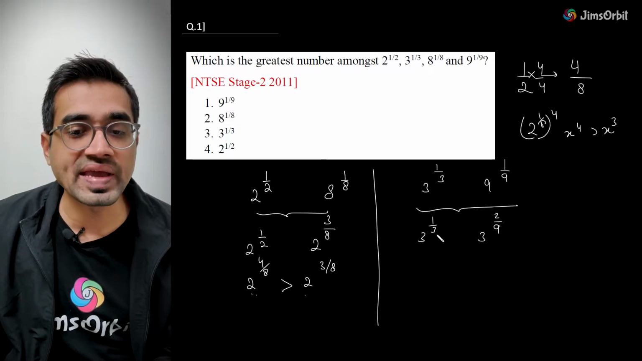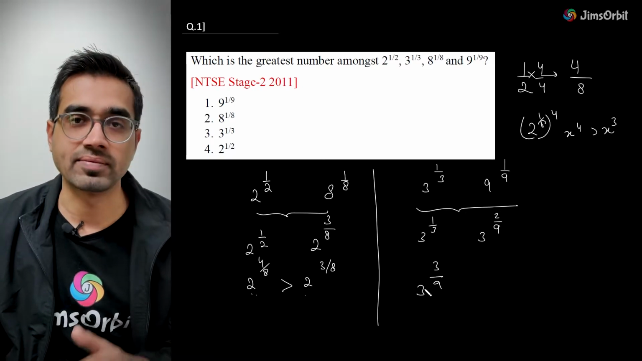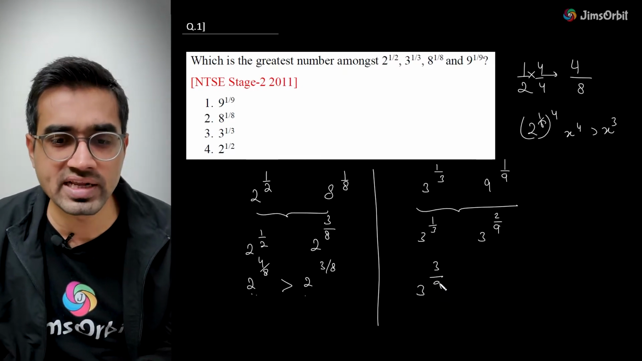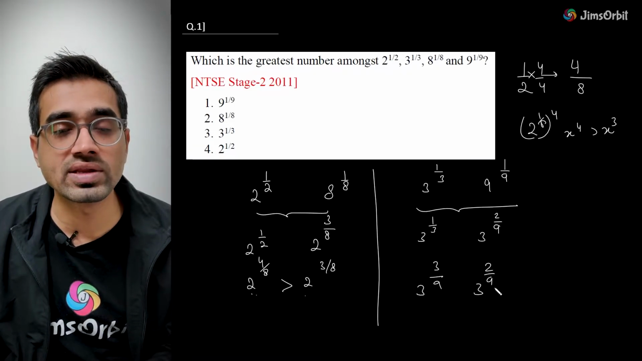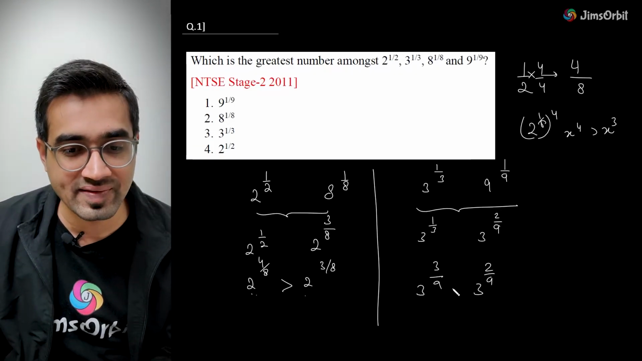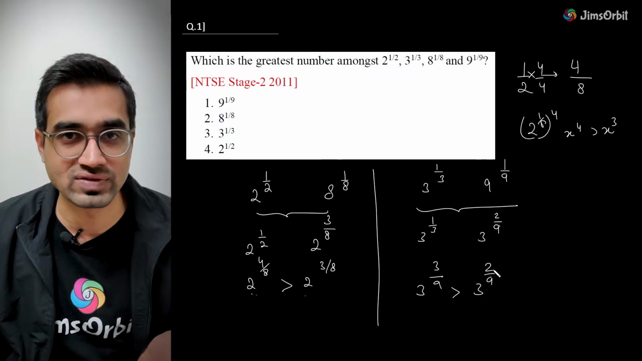We know that 1 by 3 can be made into something like 3 by 9 just by dividing by 3. So 3 by 9 is 1 by 3. Pretty simple. So this will give you what? 3 to the power 3 by 9 is more than 3 to the power 2 by 9. Now you see one thing. You get this is more because again it is an x cube and x square kind of situation.